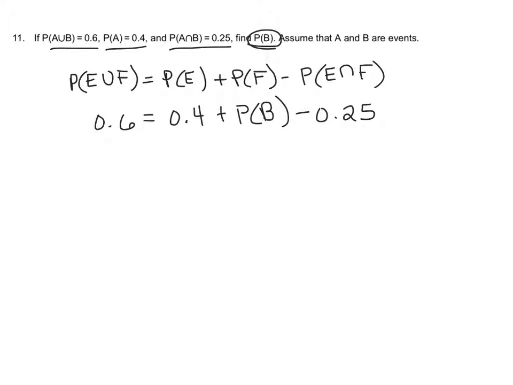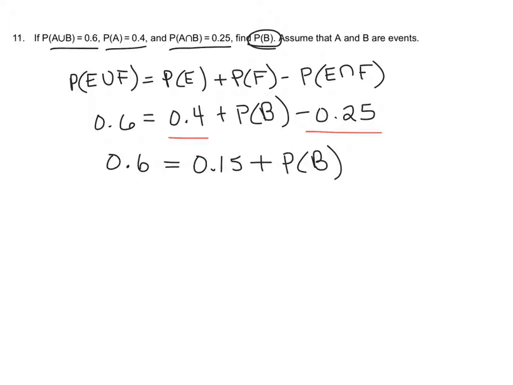Okay, so we want to isolate the probability of B. In order to do that, we can combine the 0.4 and the negative 0.25. 0.4 minus 0.25 gives us a value of 0.15. So the right side of my equation equals 0.15 plus the probability of B. And then on the left side, we have that equals 0.6.